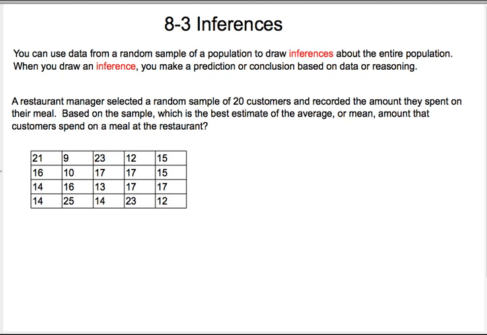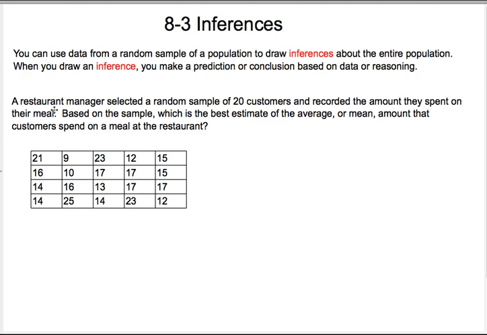Hello, in this video I'm going to talk about inferences that you can make about an entire population based on data you get from a random sample. So again, an inference is a prediction or a conclusion that you make based on data or reasoning. So let's start off with an example here.